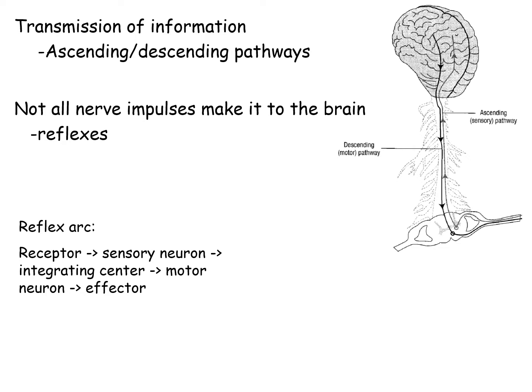So if you touch something really hot, or you get stung by a bee, anything like that, it doesn't need to be processed by the brain. So you move very, very quickly and take your hand, hopefully, off the hot plate or stove.